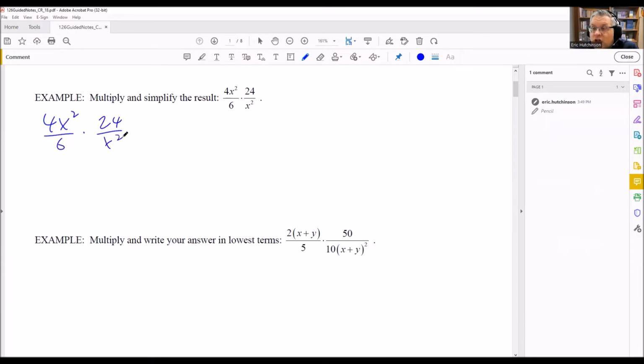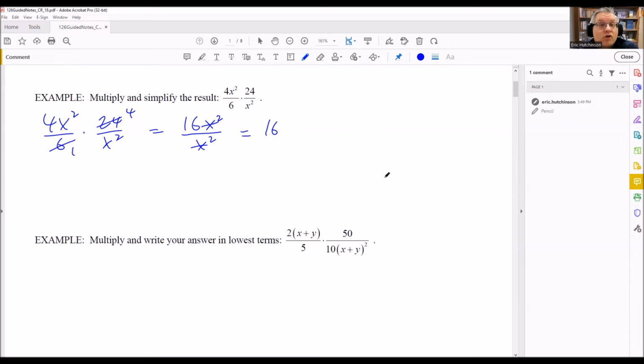So for this problem, first thing we notice is that the 6 would divide into 24. So 6 divided by 6 is 1, and 24 divided by 6 would be a 4. So if we multiply this next, we're going to have a 16x squared over just 1x squared, or x squared, on the bottom. Now, something else that we notice here is that the x squares, top and bottom, both of those are going to cancel. So I can cancel both of those out, which means that I get 16, and that's going to be my answer. Everything else got canceled. So that's one approach for doing these kind of problems, is to cross-reduce as you're multiplying.